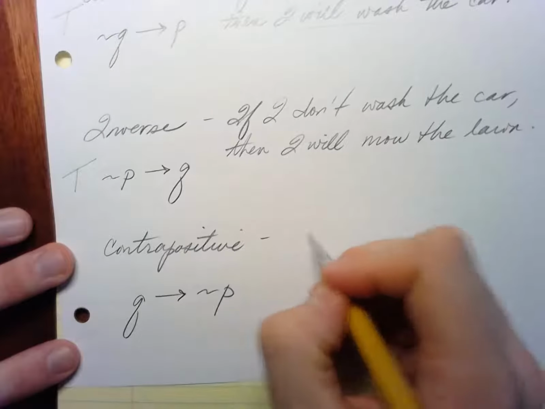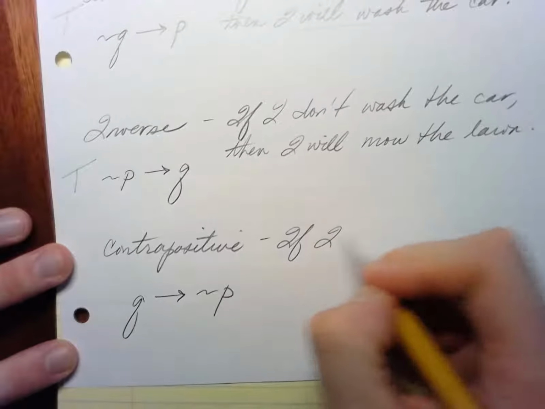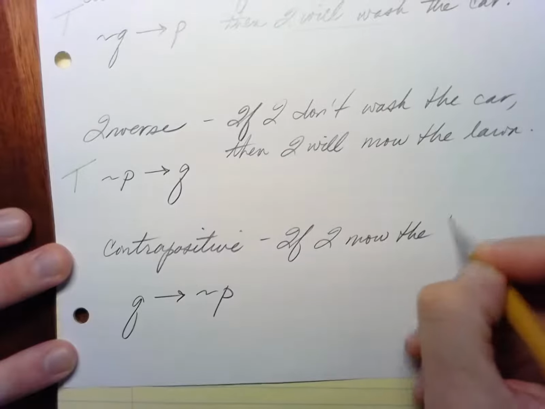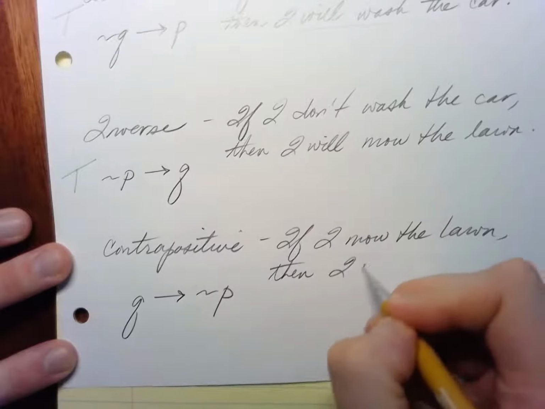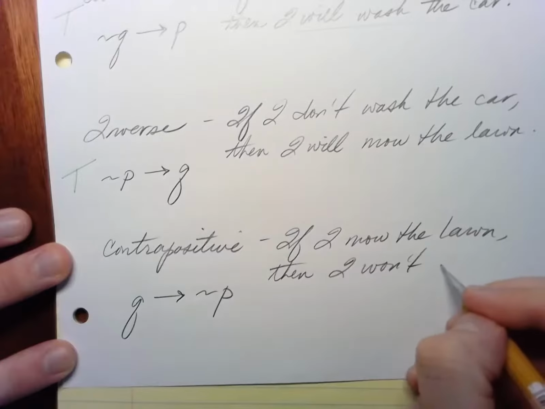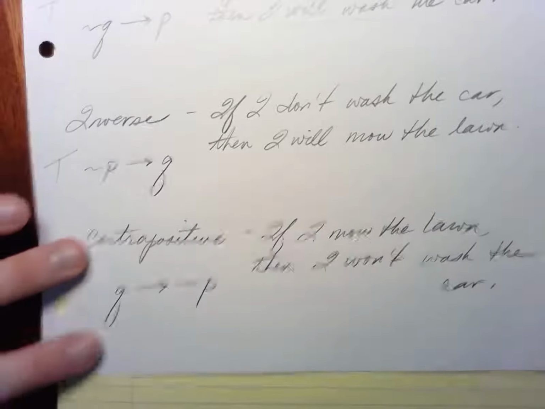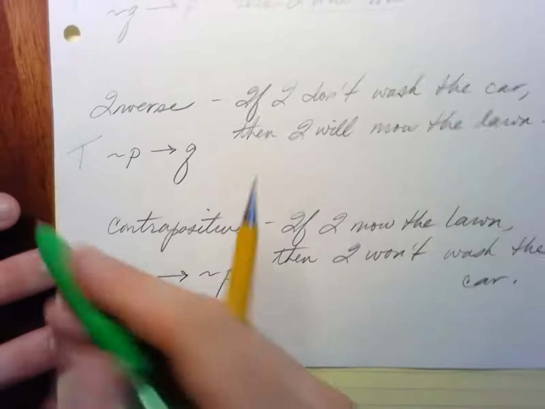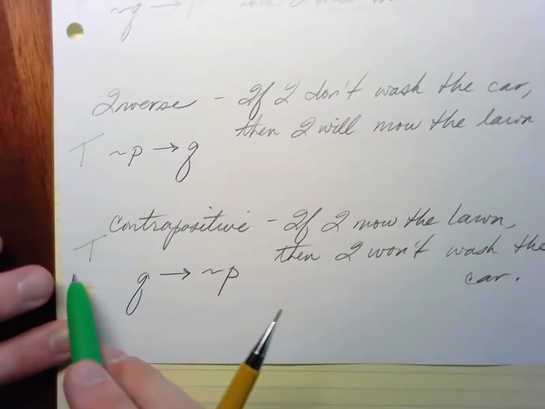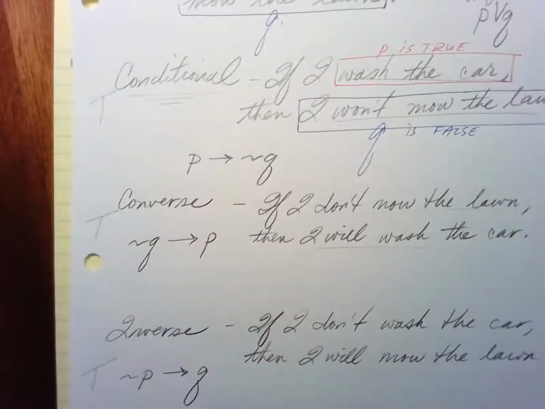What about a contrapositive? So if Q, if I mow the lawn, then I won't P. Then I won't wash the car. And I know that this is true because it's always going to have the same truth value, which, I mean, it's true, but it's also going to always have the same truth value as the conditional. And you'll learn about that in the video called Law of Contrapositives.